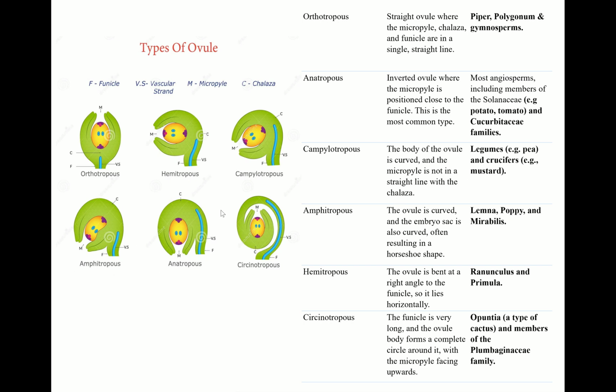Legumes, for example pea, and crucifer members, that is mustard. And the next type of ovule is the amphitropous. Don't get confused between campylotropous and amphitropous, because they are very similar. In the amphitropous ovule, the ovule is curved, but here the embryo sac will be horseshoe shaped.